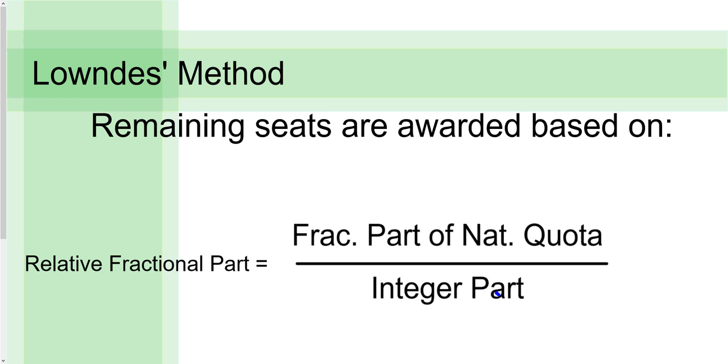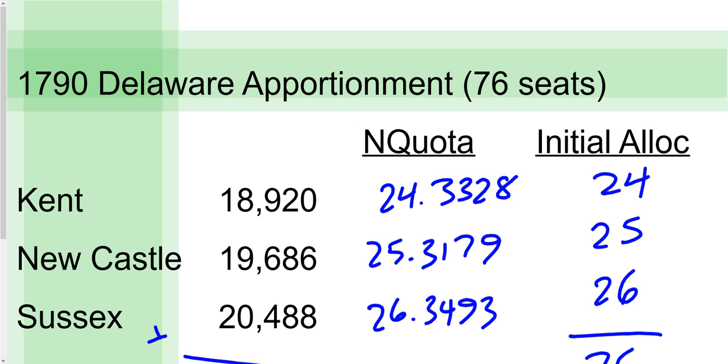Okay, so here's what we're going to have to do. This is going to be the same stuff as Hamilton's method, but with one extra calculation, and that's this idea called a relative fractional part. It's the fractional part of the natural quota divided by the integer part. And we're going to do that one first, after we do the natural quota. So the idea is then we compare that number rather than the original decimals. So what we can do is go through a problem with both Hamilton's and Lowndes' method, and you can see the difference between them. Sometimes they agree, sometimes they don't.